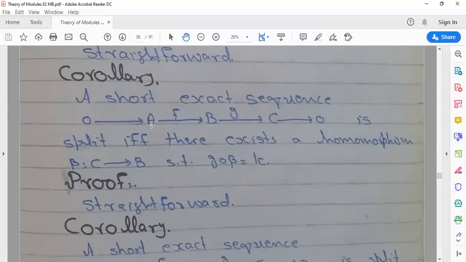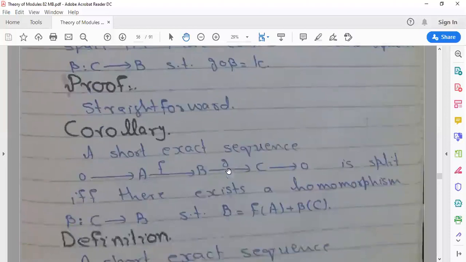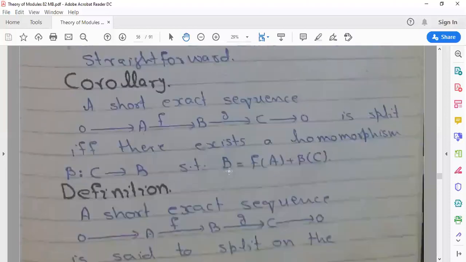And prove that alpha composition F is identity. But here in this corollary we have studied beta. There exists a homomorphism beta from C to B such that G composition beta is identity. So this is also very simple. You should try.